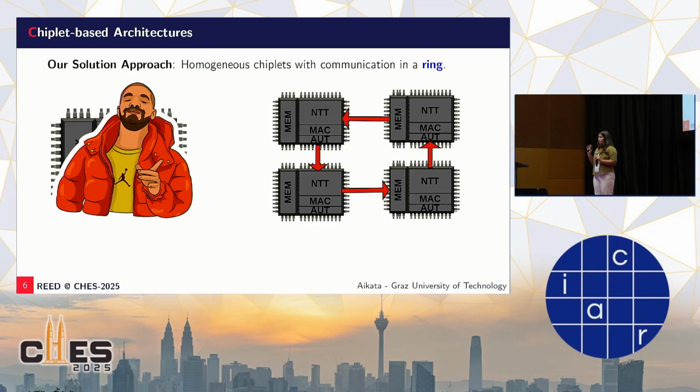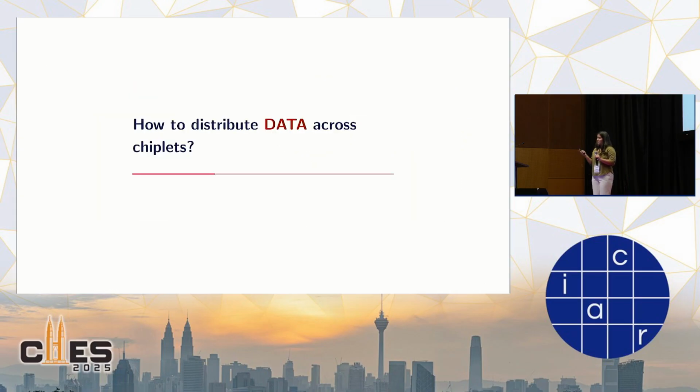What we want is the best of both worlds. We want small chiplets, and we want them to be able to communicate in a linear ring-like manner. And the good news is, we propose in this work just that. We propose that this is indeed possible. And how we can achieve this is what I will be walking you through. So first, we'll look at how we distribute data across chiplets.